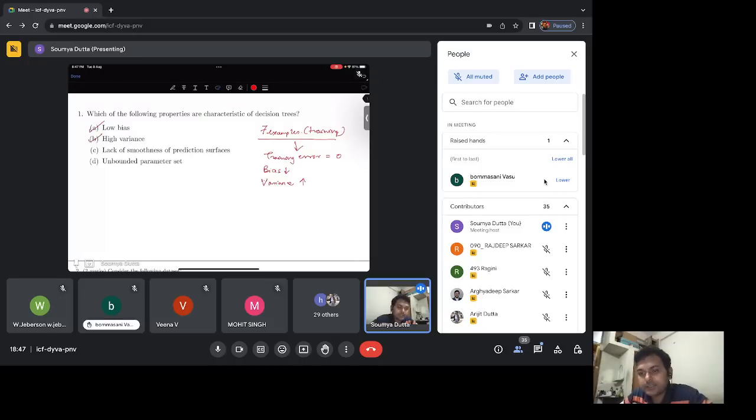What it means is, if you let the decision tree run on its own, it will most likely find a way to reduce the training error to close to 0, may not be exactly 0, but close to 0, but in that case your test error would increase. So that is one of the features of decision trees. And the other is lack of smoothness of prediction surfaces. This probably is not part of this course, but okay.